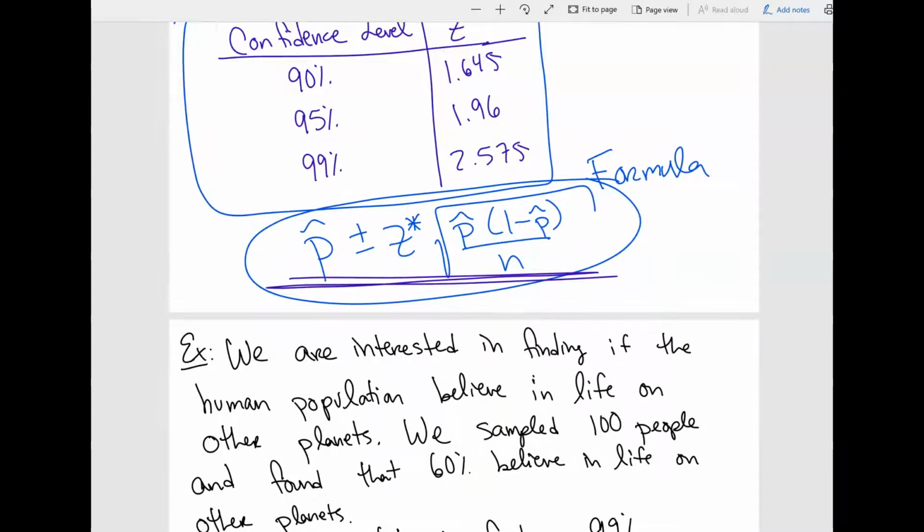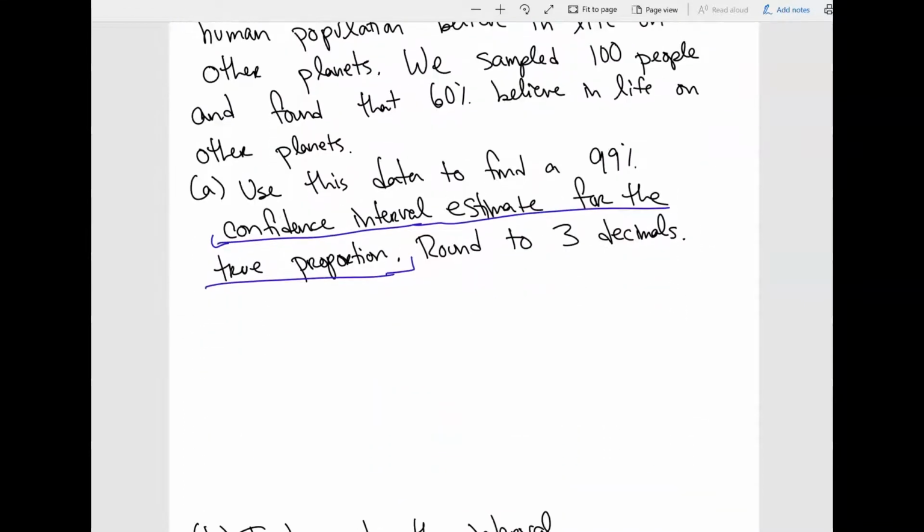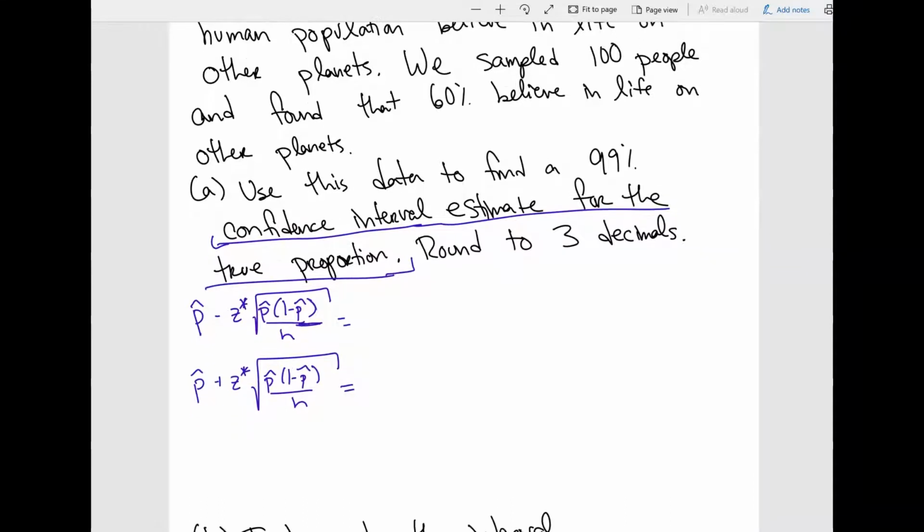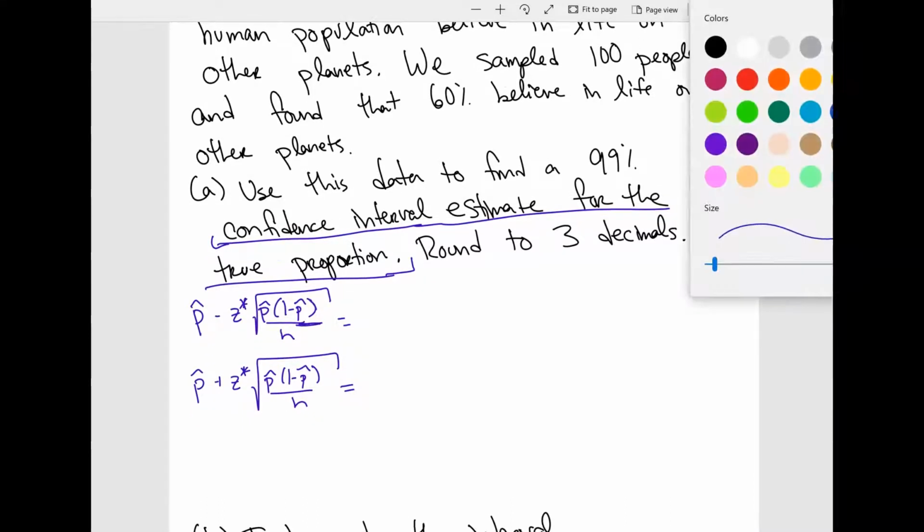What I like to do first is write down the formula: p hat minus z star square root of p hat times 1 minus p hat over n. And then I'm going to do the same thing, but now it's p hat plus z star square root of p hat times 1 minus p hat over n. Now all we really have to do is plug everything in. But first, let's figure out what exactly all of these variables are.